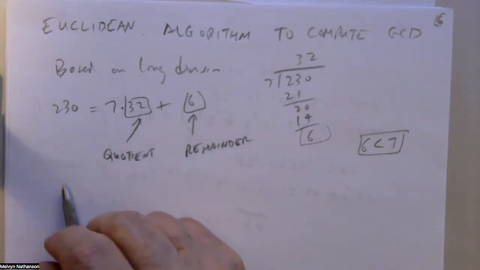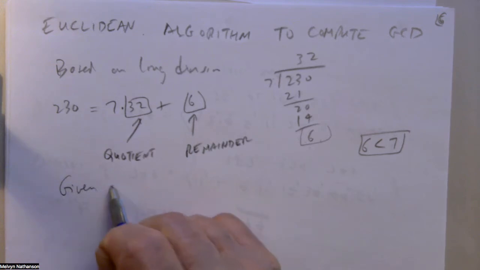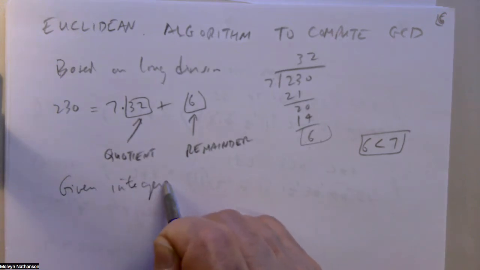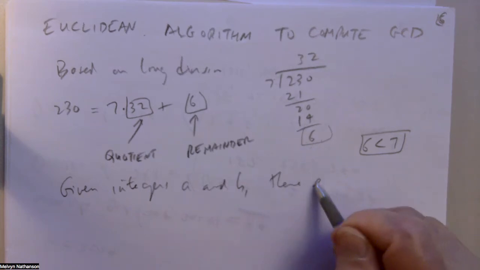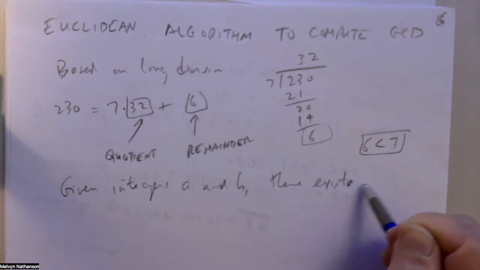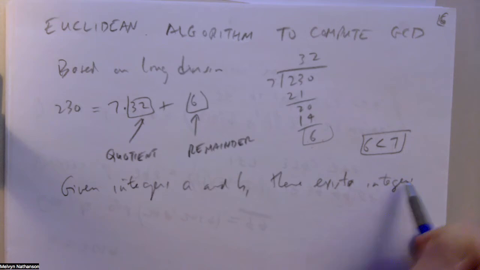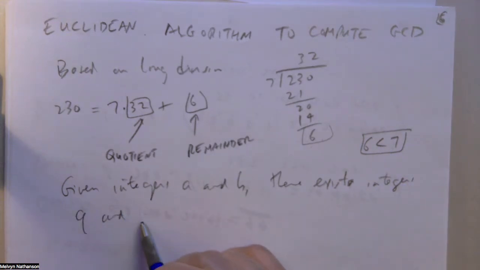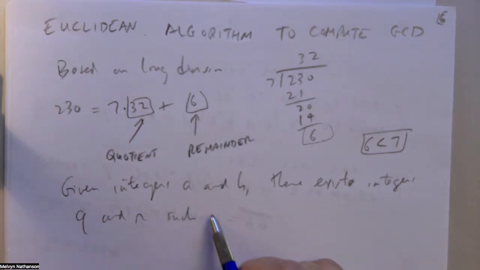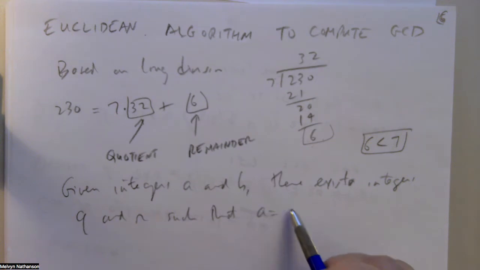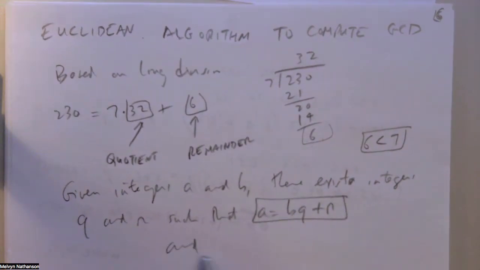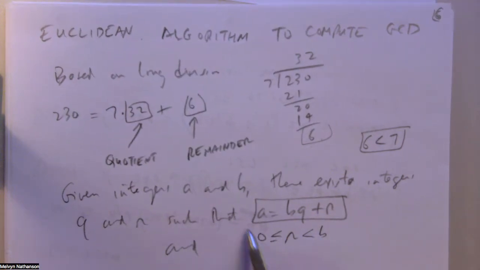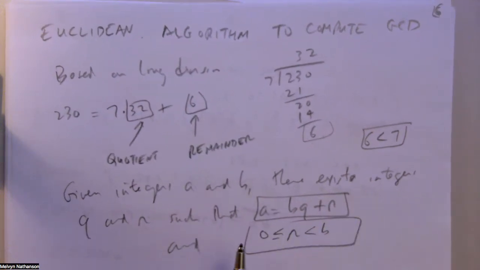So in general, long division says, given integers A and B, there exist integers Q and R, quotient and remainder, such that A is BQ plus R, and this remainder is strictly less than what we're dividing by and greater than or equal to 0.